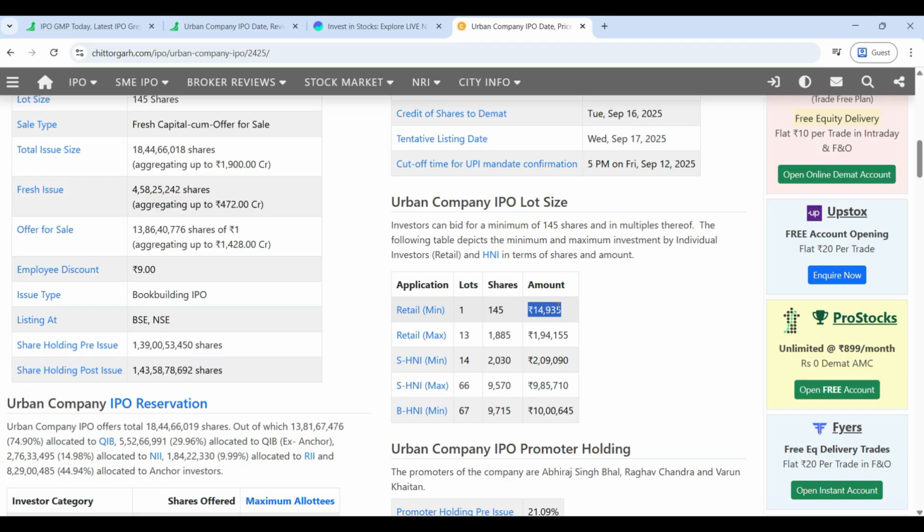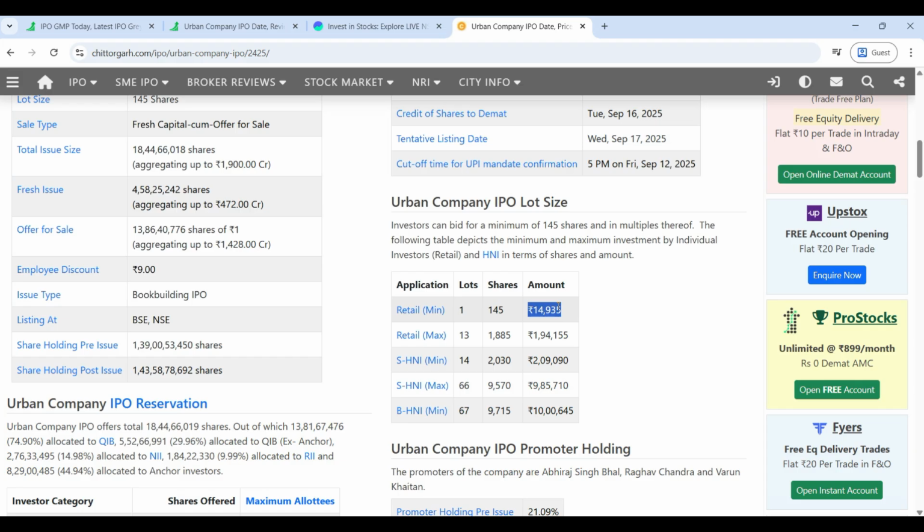You can find the lot size, and you can apply and try. Now, if I apply from my Demat account, the chances are very less I would get allotted. But if I hold multiple Demat accounts with different PAN numbers, the probability is higher.